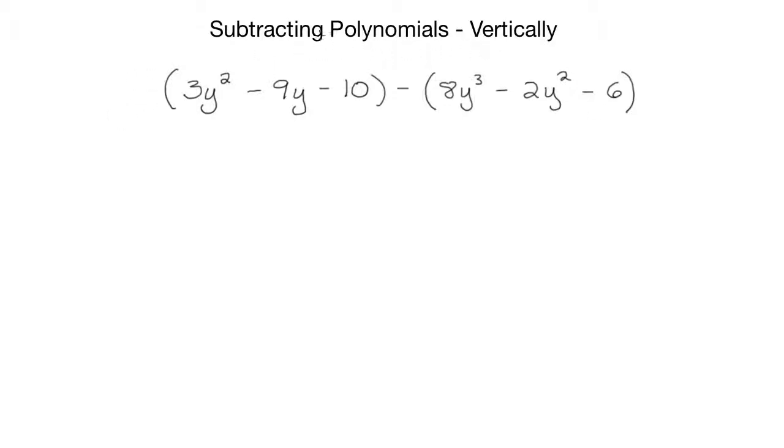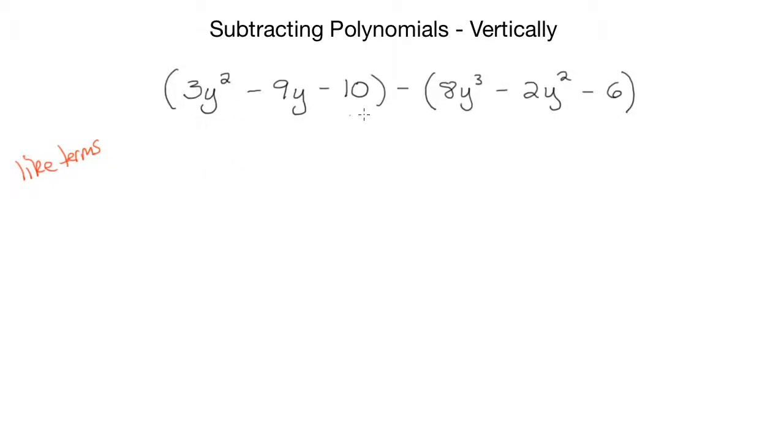Alright, so subtracting polynomials, basically what I want to do is line everything up vertically by like terms, because I can only add or subtract like terms together, right? We learned that way back in the beginning of working with algebra. For example, here I've got a 3y squared. That y squared, I can only add terms or subtract terms that also have a y squared. So I'm going to line everything up vertically by whether they're like terms or not.